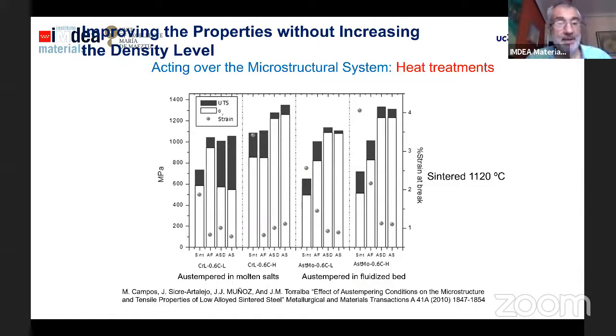Of course, we can improve properties without increasing the density level through heat treatments. Here we have one example in which we have the same material in 4 different conditions, and we have here the UTS and the yield strength and the strain. This is the strain, and here we can see how in some heat treatment conditions we have much higher properties. This is quite well known for all metallic materials.